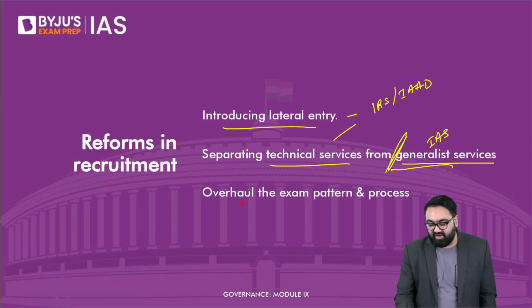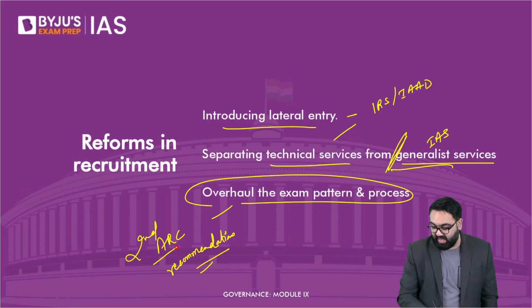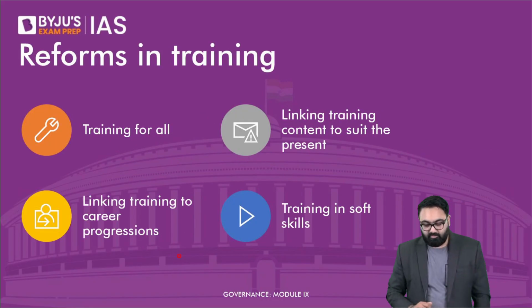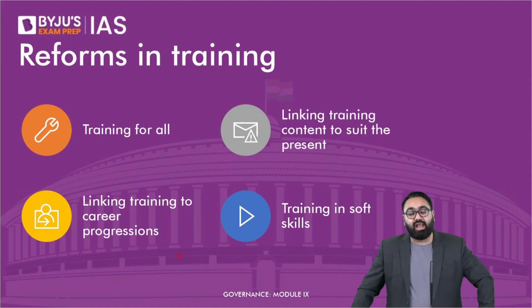Change the exam pattern. This is something that we discussed in detail in the second ARC chapter. This is the second ARC recommendation report. We had discussed that in detail, module number 6. If you have not seen that, go ahead and see that as well. Then the reforms required in training. Let's see what are the reforms in training that have been suggested.